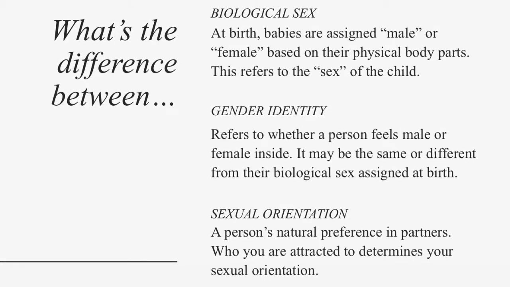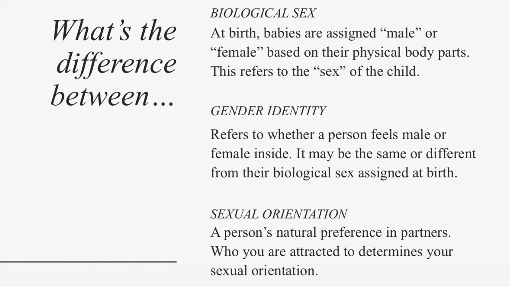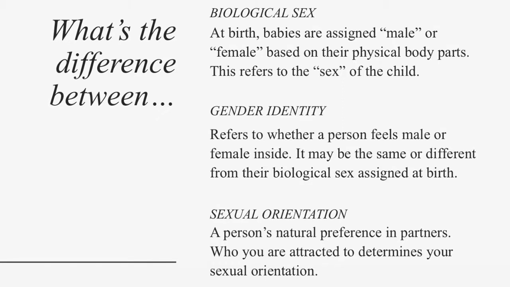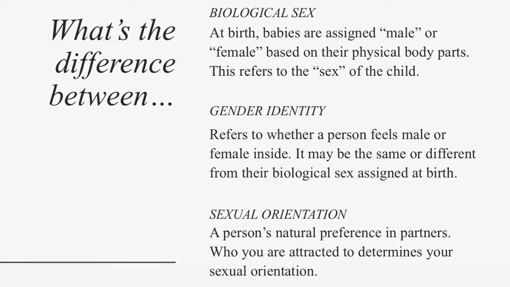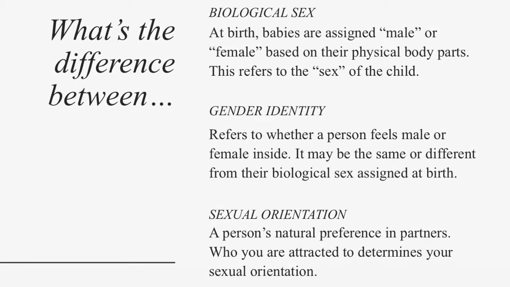To begin, biological sex occurs at birth. This is the sex that people are assigned to based on their physical anatomy. A male has a penis, a female has a vagina and breasts. These are biological differences that create sex.